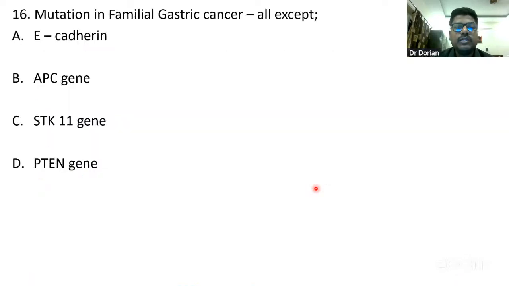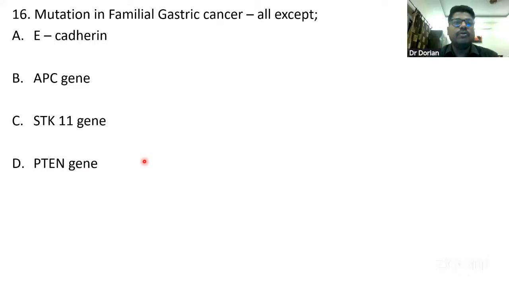Okay, coming back to our question. Mutation in familial gastric cancers are all except E-cadherin, yes, occurs in the family of Napoleon Bonaparte. E-cadherin causes hereditary diffuse gastric cancer. APC gene causes FAP. STK11 causes Peutz-Jeghers syndrome, all is included in hereditary gastric cancer.